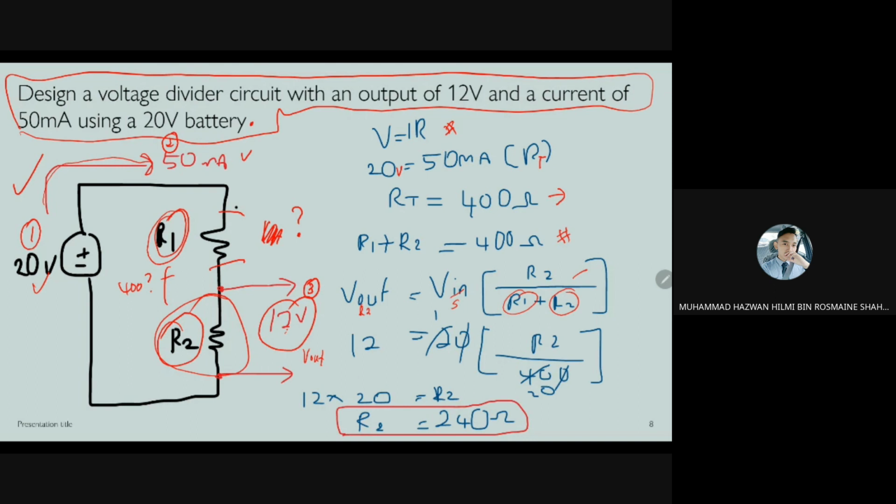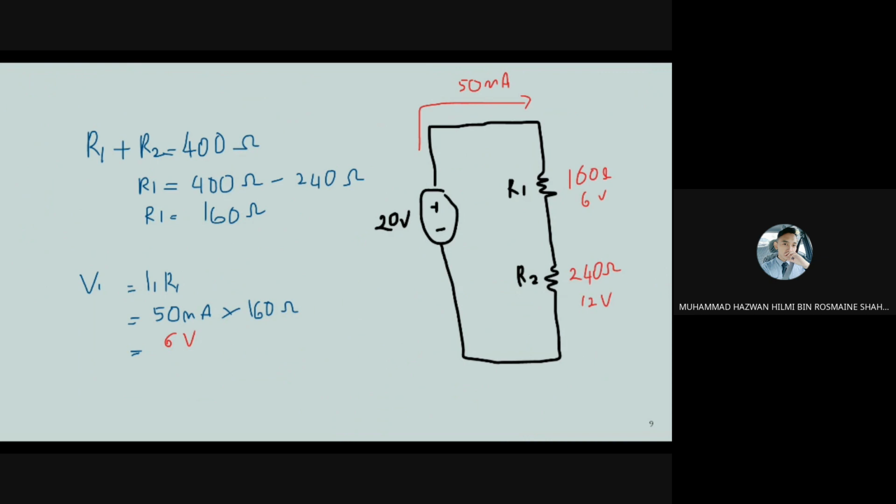So here you get R2 equals 2 times 20, 20 times 12, you get 240 ohm. So you know that R1 plus R2 is equal to 400. R2 you know is 240, so you can find R1. R1 is 400 minus 240. Okay, R1 is 160 ohm.